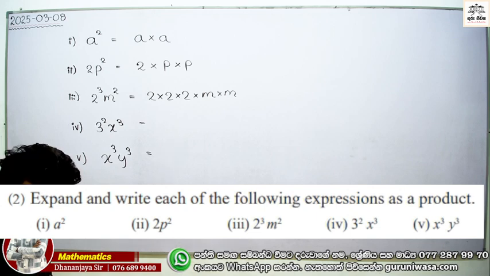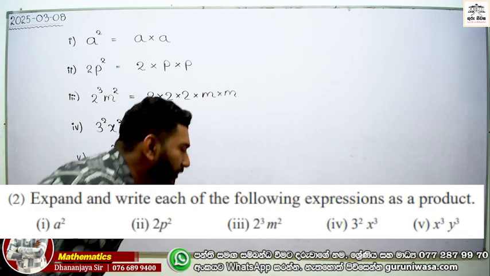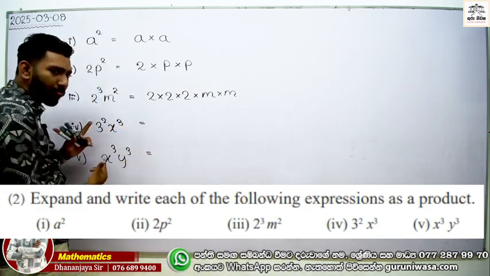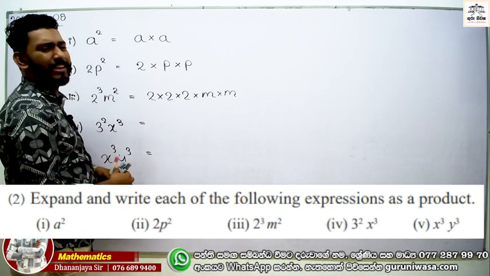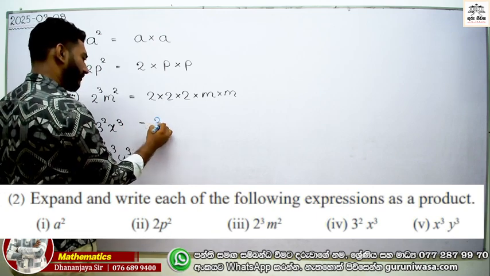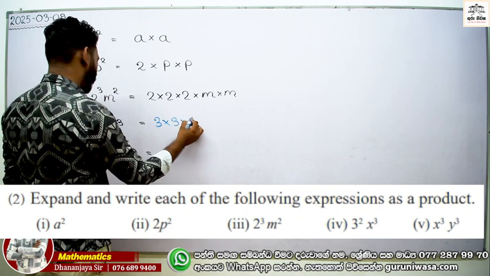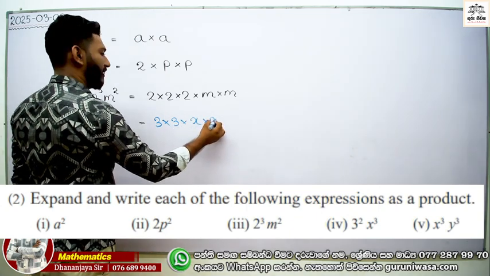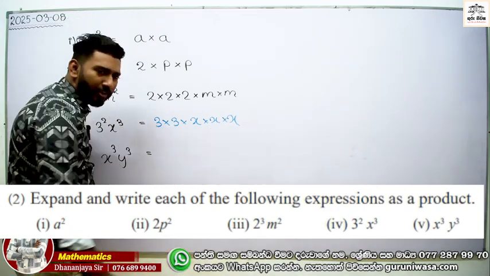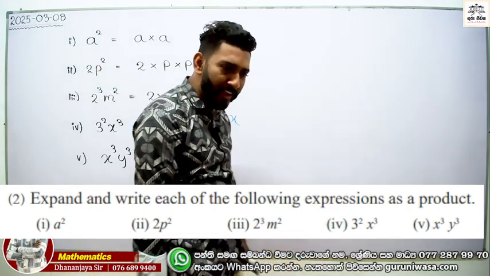Right. What is the answer for the fourth one? 3 to the power of 2, x to the power of 3, easy. 3 multiplied by 3 multiplied by x multiplied by x multiplied by x. Very good. Very good. And Gloria Jensen.